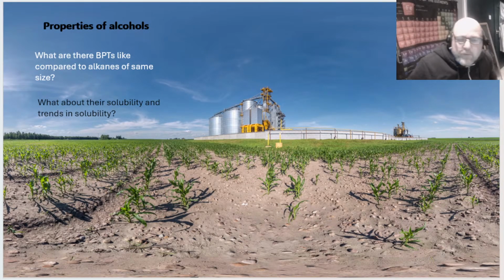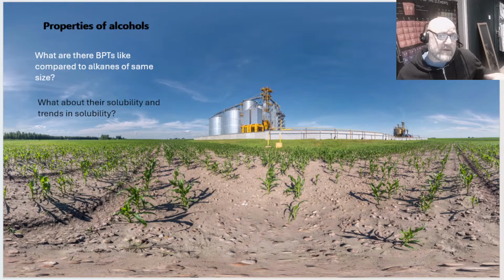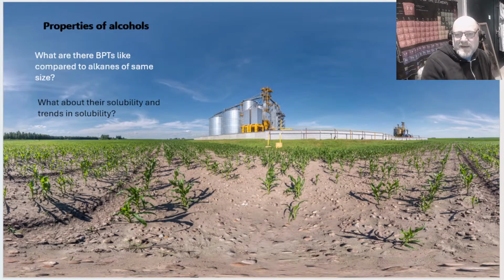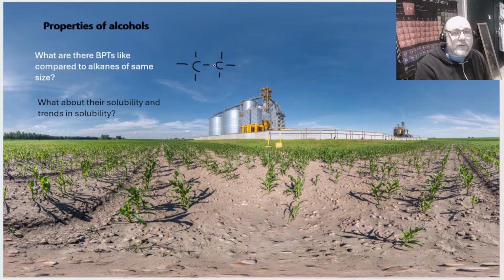Properties of alcohols. What are the boiling points like compared to alkanes of roughly the same size, where the carbon chain is the same size? So if you think about it, let's check out ethane. Here is ethane. Ethane is an alkane, of course. What is going to be the difference between the boiling point of ethane and ethanol? What do you think the main differences are and why?